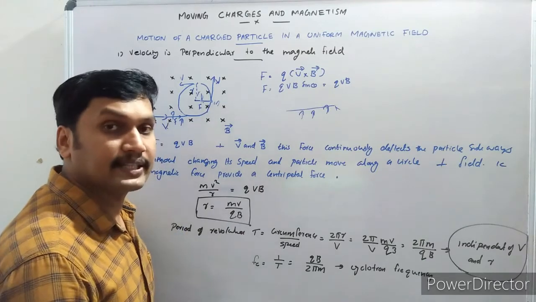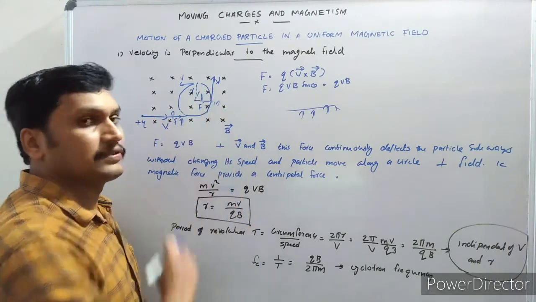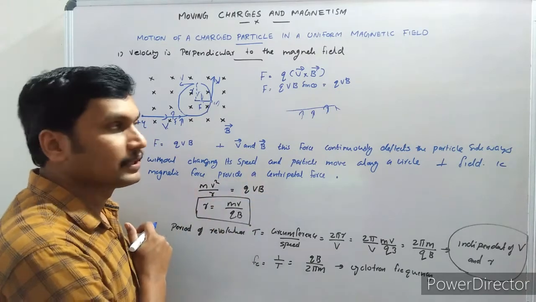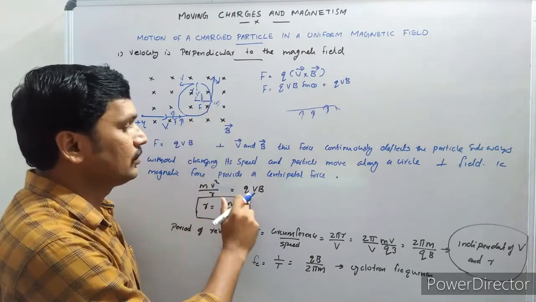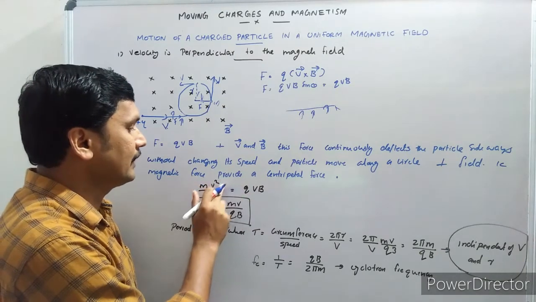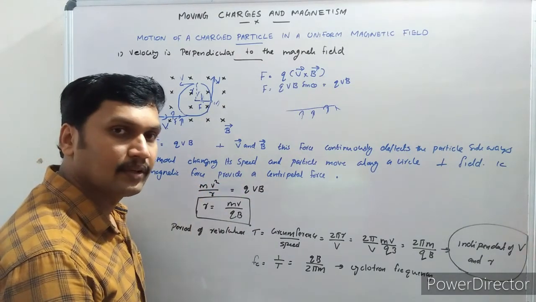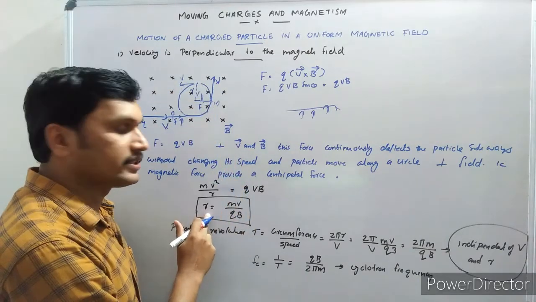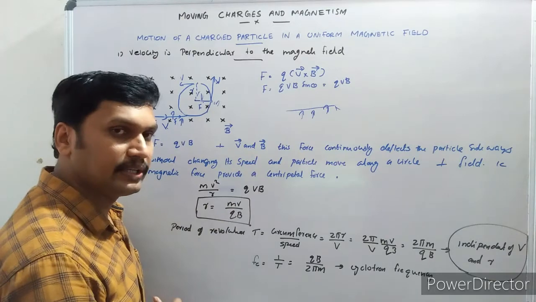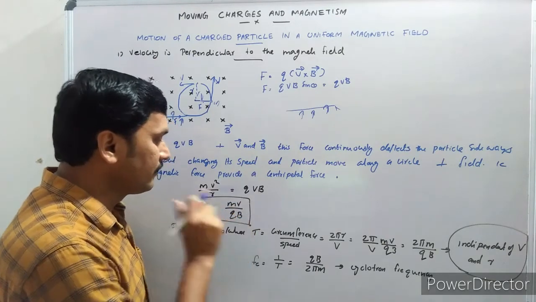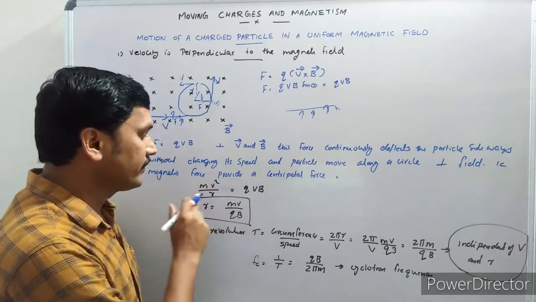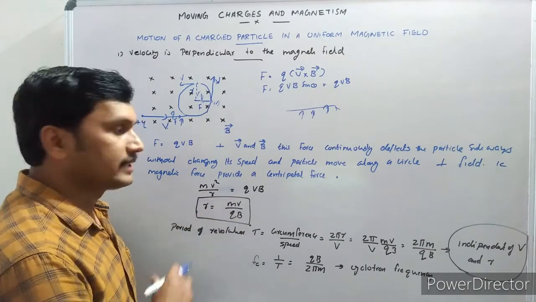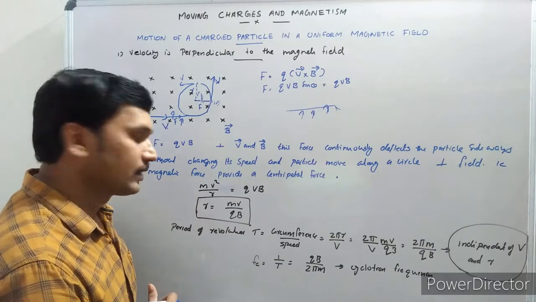And who is providing the centripetal force? The magnetic force. So we can equate mv square by r equal to qvB. The magnetic force on this charge is qvB. Now we can write an expression for the radius of the circular path. Rearranging this equation, R is equal to mv by qB. That is the radius of the circular path.